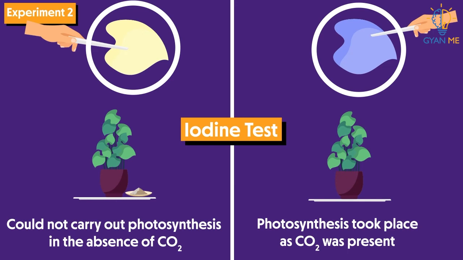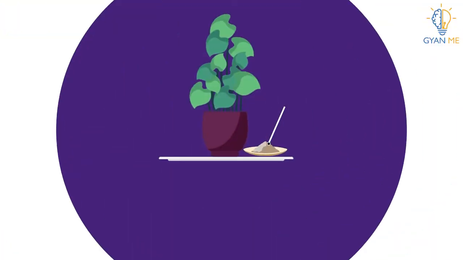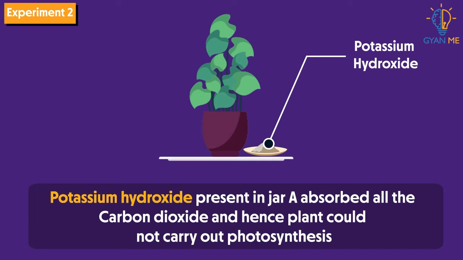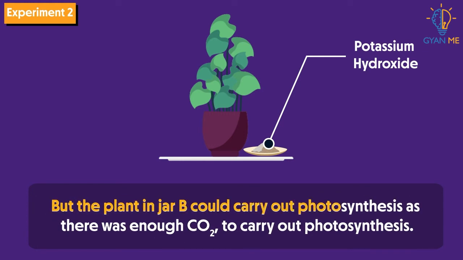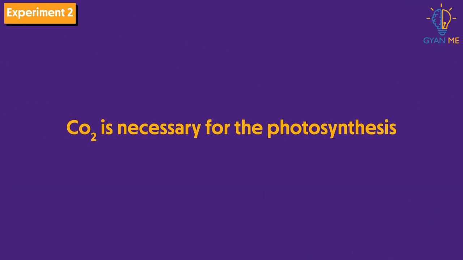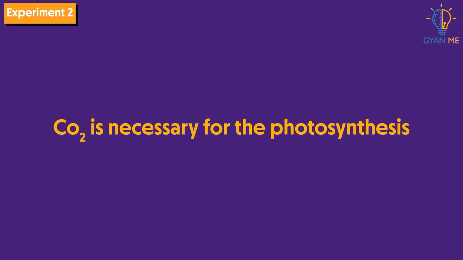What can we conclude from this activity? We can conclude that as potassium hydroxide was present in jar A, it absorbed all the carbon dioxide gas and hence plant could not carry out photosynthesis. But the plant in jar B could carry out photosynthesis as there was enough carbon dioxide to carry out photosynthesis. Thus, it proves that carbon dioxide is necessary for photosynthesis.